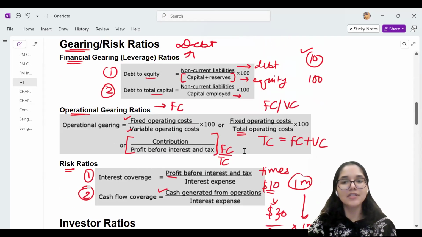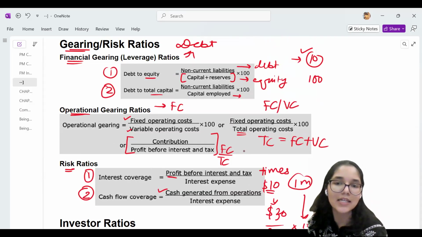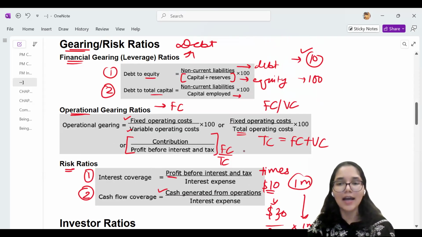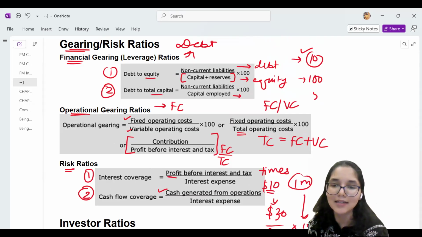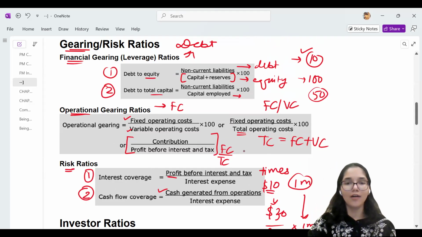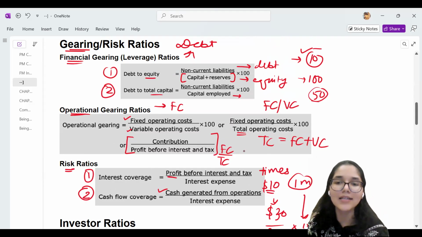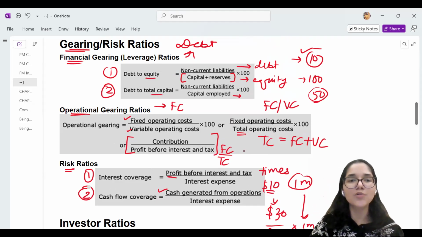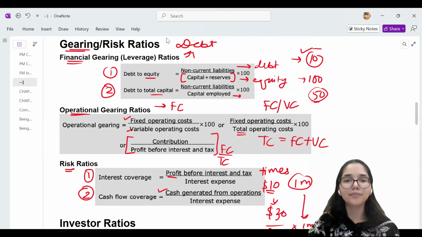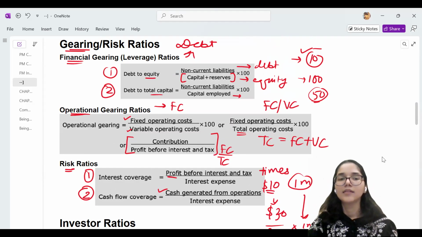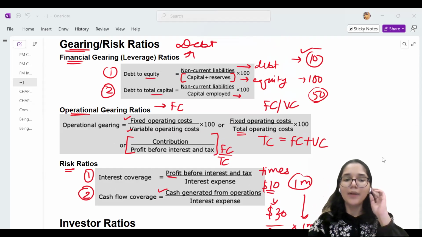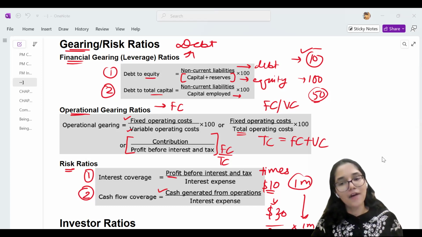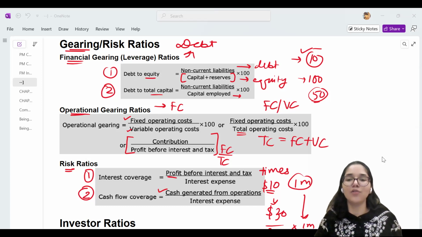I was just giving you the example that $10 is the interest obligation and 100 is my profit. Let's suppose the cash that I have with me, my bank balance, is $50. So I have to pay $10 and my balance is 50. How many times would I be able to pay the interest with the cash that I have with me? 5 times. So this is what the cash flow coverage measures.